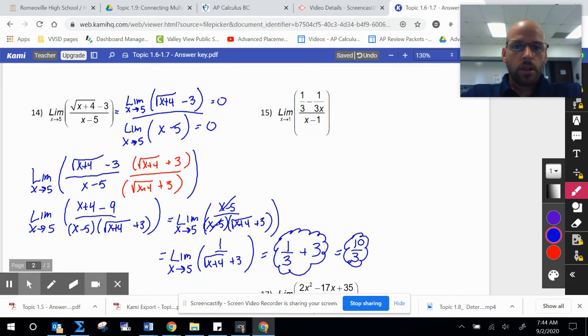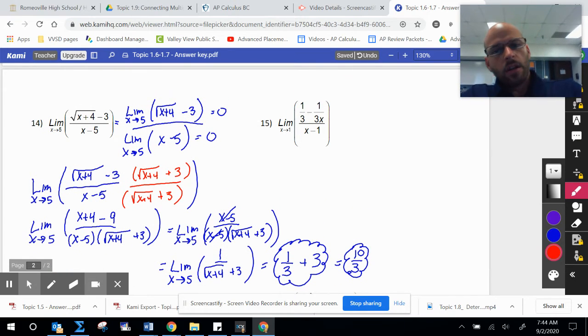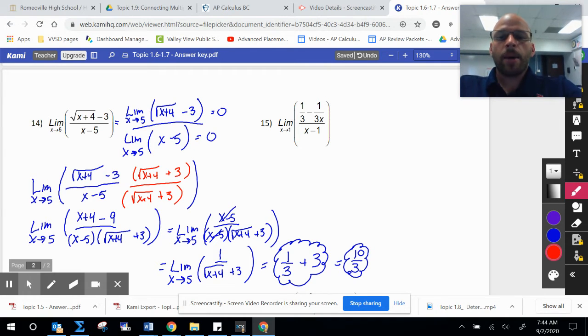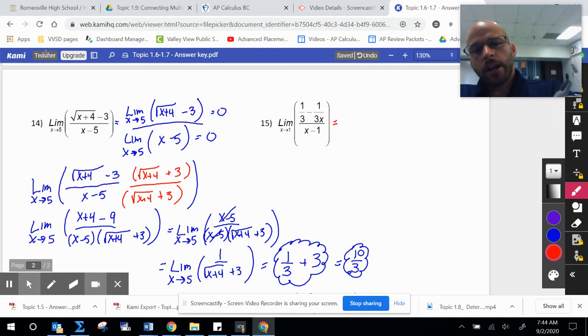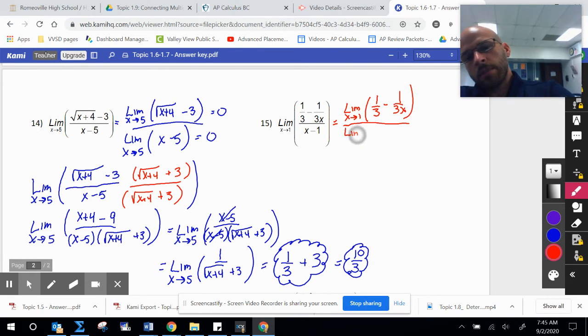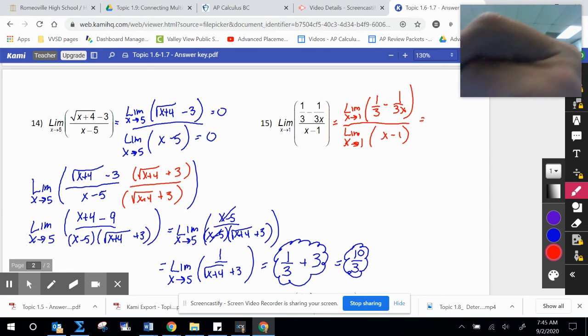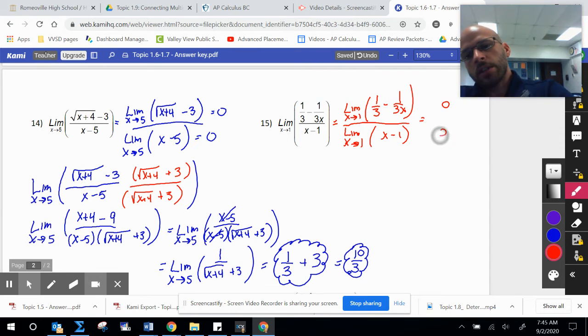Okay. Number 15. I have a complex fraction, so the method I'm going to select is to get common denominators and then multiply by the reciprocal. Prior to that, though, let's make sure it's indeterminate. I don't want to do all that work for nothing. So 1 over 3 minus 1 over 3x, and then the bottom, the limit as x approaches 1 of x minus 1. That gives me 1/3 minus 1/3, which is 0 over 0.